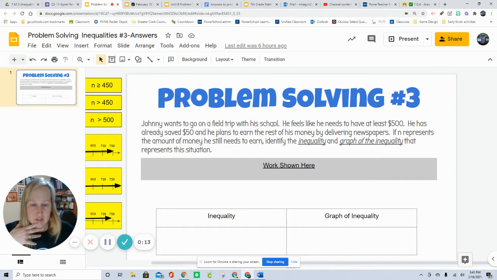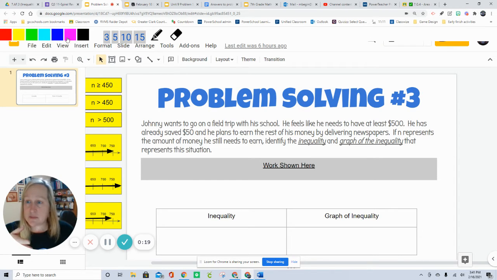Johnny wants to go on a field trip with his school. He feels like he needs to have at least, so that's a clue word, I'm going to underline it, at least $500. So at least means this way. He probably really wants more than $500. He has already saved $50, so he has that much, and he plans to earn the rest of his money by delivering newspapers. If N represents the amount of money he still needs to earn, identify the inequality and graph of the inequality that represents this situation.